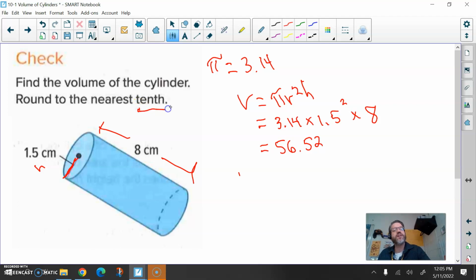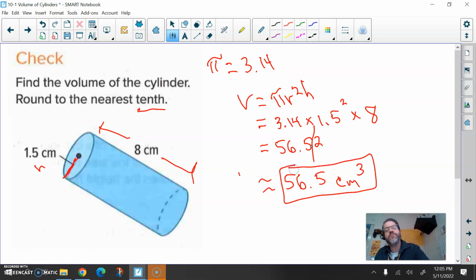Now, back in the directions, it said to round to the nearest tenth. So it's going to be just 56.5. And I put the squiggly equal sign to mean about or approximately equal to 56.5 cubic centimeters. Because it is volume, it has to be cubic units. The reason we did not round up to a 6 here is because this 2 is not large enough to make that round up. This would have to be 5 or more to make it soar. So yeah, 56.5 cubic centimeters is our answer to the nearest tenth.